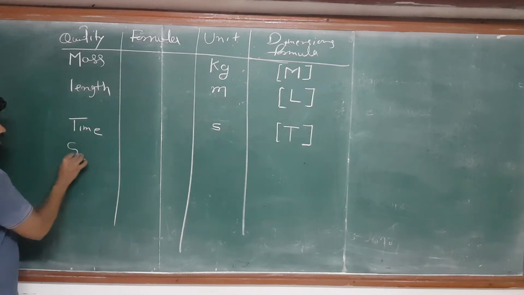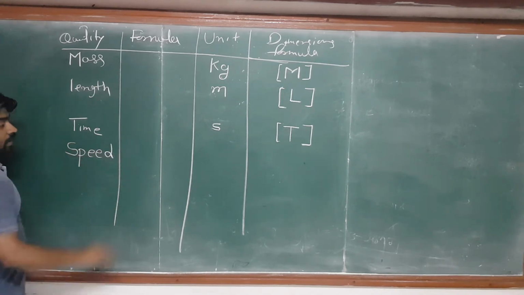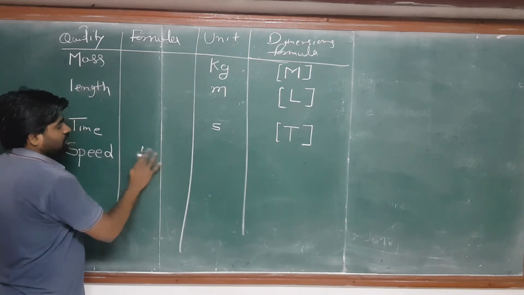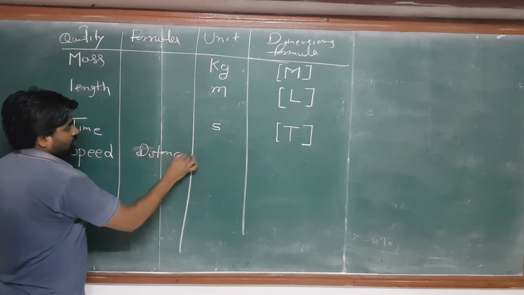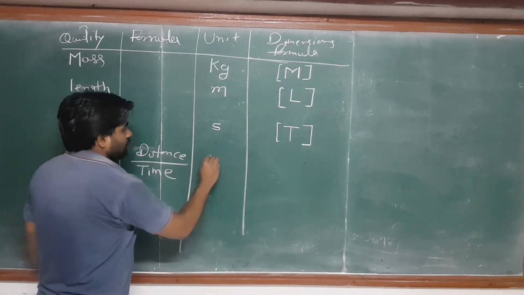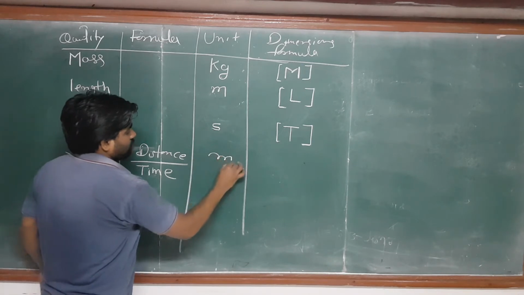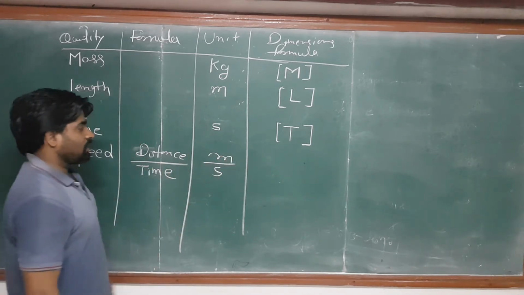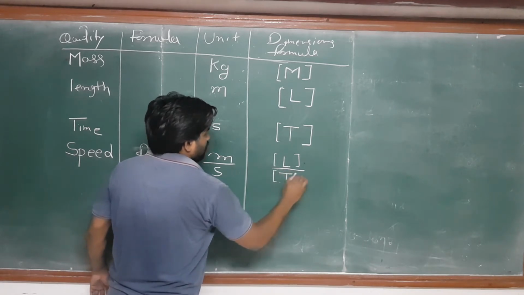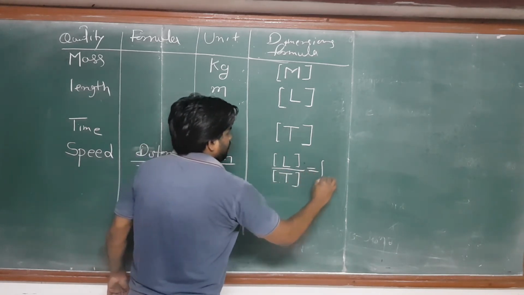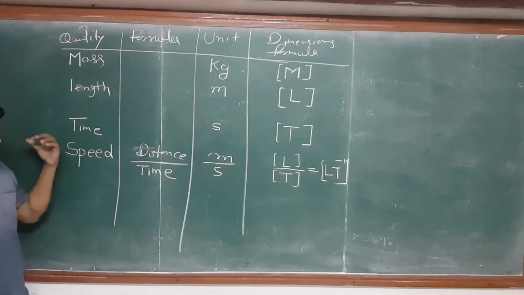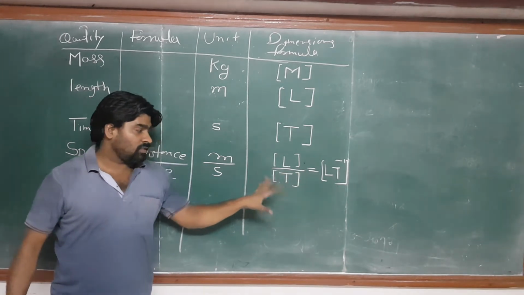Let's suppose I write here the speed. Speed cannot be found directly, so the formula of speed is distance upon time. The unit of distance is the same as that of length, so its unit is the meter. The unit of time is the second. So meter per second. The meter has dimension formula L, the second has dimension formula T, so its dimension formula becomes, the T goes up, so it becomes T inverse, right? So the speed has dimension formula L T inverse. There is no mass, right?